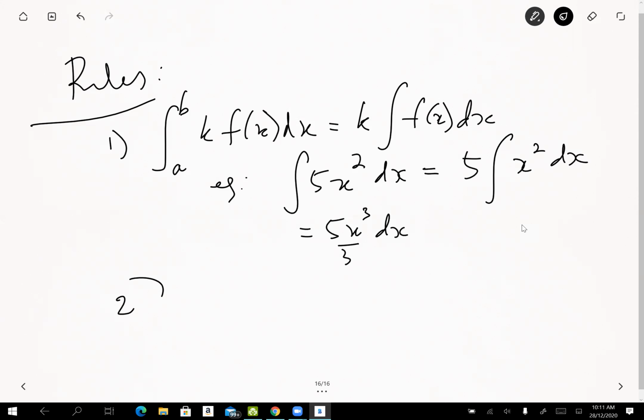Now, the second example is example number 3. If we have the sum of two terms, that is given as example number 3. You have x squared minus 9, to the power of half.